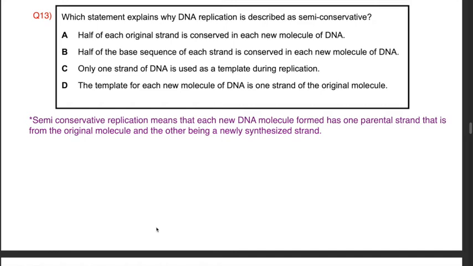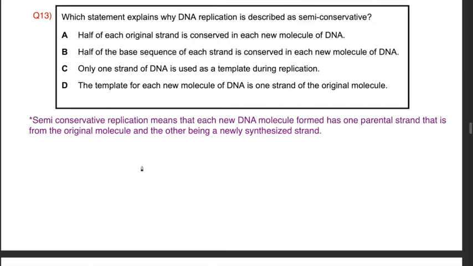The template for each new molecule of DNA is one strand of the original molecule. Why are the other answers incorrect? A: Half of each original strand is conserved in each new molecule of DNA. It's not half of each original strand that is conserved. A DNA molecule has 2 strands, therefore one strand will always be conserved. Therefore A is incorrect. B: Half of the base sequence of each strand is conserved in each new molecule. That is also incorrect, because semi-conservative replication means that one parental strand is conserved while the other is newly synthesized.